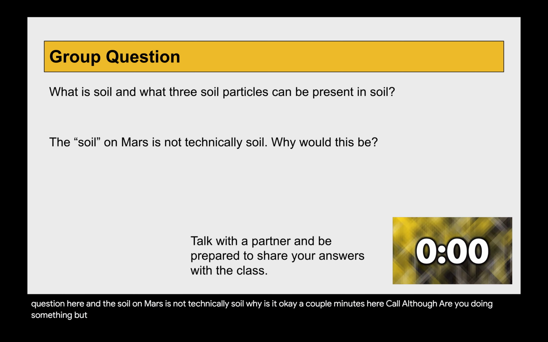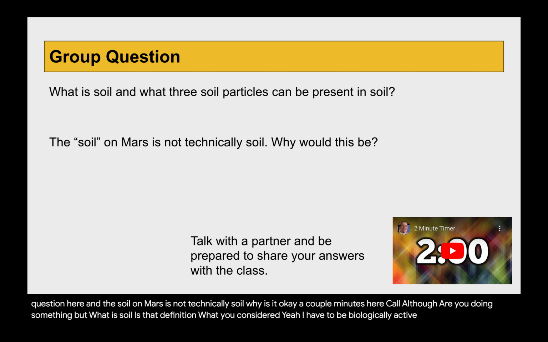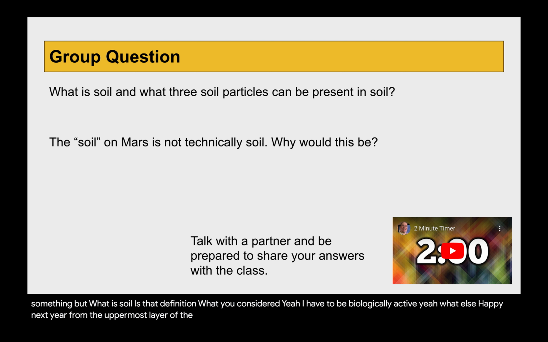All right. What is soil? What is that definition of soil? What has to be present for it to be considered soil? Yeah, it has to be biologically active. Yeah, what else? Yeah, from the uppermost layer of the earth. Yeah, it has some sort of porosity to it. And what are those three particles that will determine how porous the soil might be? Yeah, sand, silt, and clay.